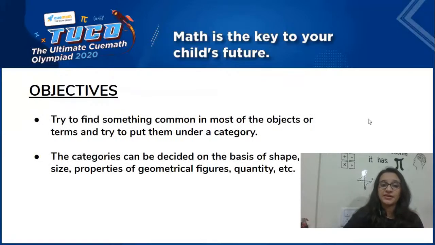Here we begin with the objectives. So the first objective is to try to find something common in most of the objects or terms and try to put them under a category, which I've already mentioned. The second is that the categories can be decided on the basis of shape, size, properties of geometrical figures, quantity, position, reflection, and so many other things. It's just not one thing, as I said, and it could be a lot more. There's a wide variety of questions that you would see in odd one out. So you cannot just stick to one category or one type of question.